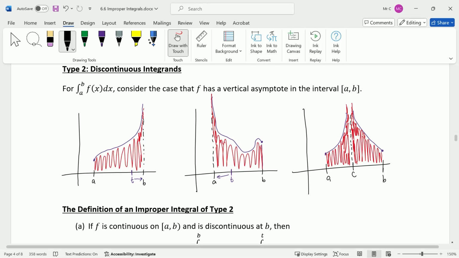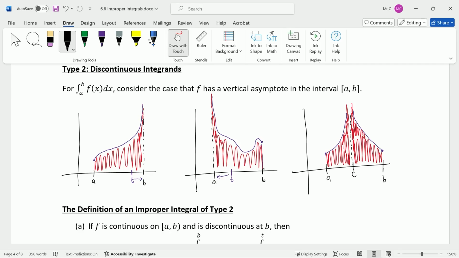So now we're moving on to type 2, the discontinuous integrands. So what that means is we're dealing with an integral that has a discontinuity somewhere in a finite interval. So for the integral from a to b of f of x dx, consider the case that f has a vertical asymptote in the interval from a to b. So here we've got a vertical asymptote at b. So we have to look at what happens when we take an integral from a to t and t approaches b, since the function would be undefined there.